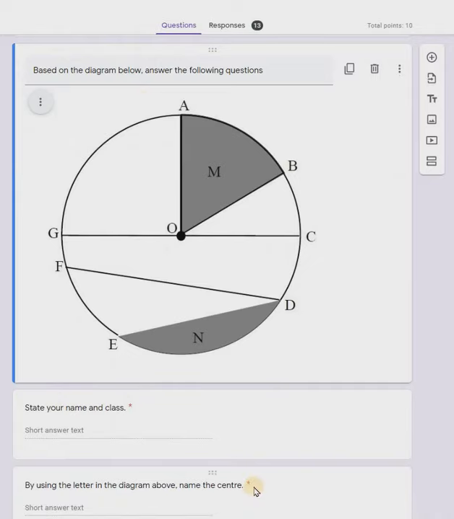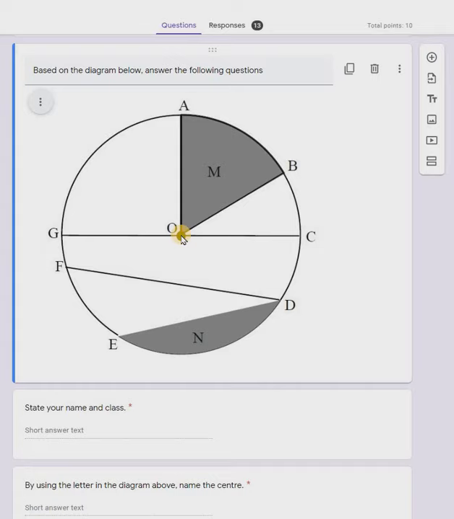To determine the center, the center will be the fixed point for you to draw the circle. So the fixed point is here, the center, in the middle. Another way we can say is the center is the middle point of your circle. So this is the center, point O, or you just state O.